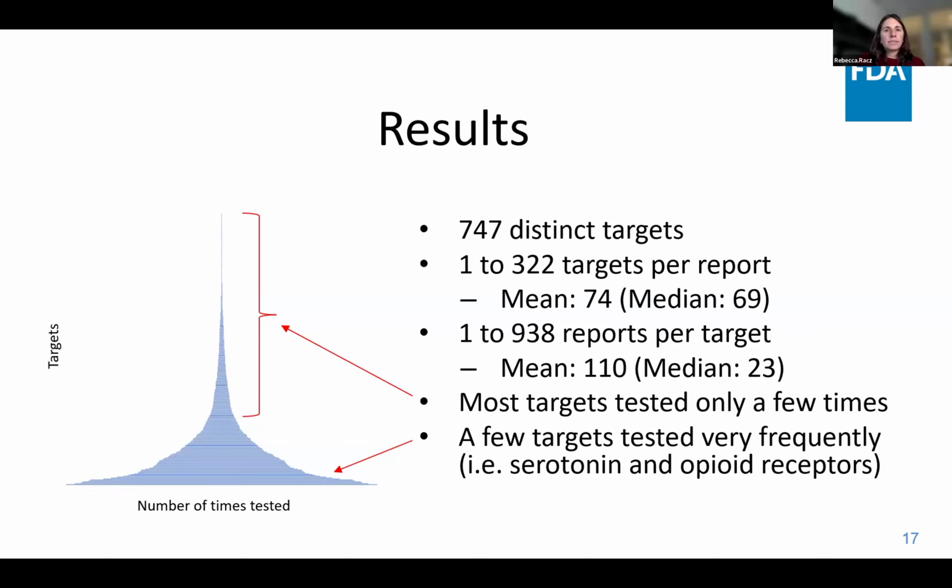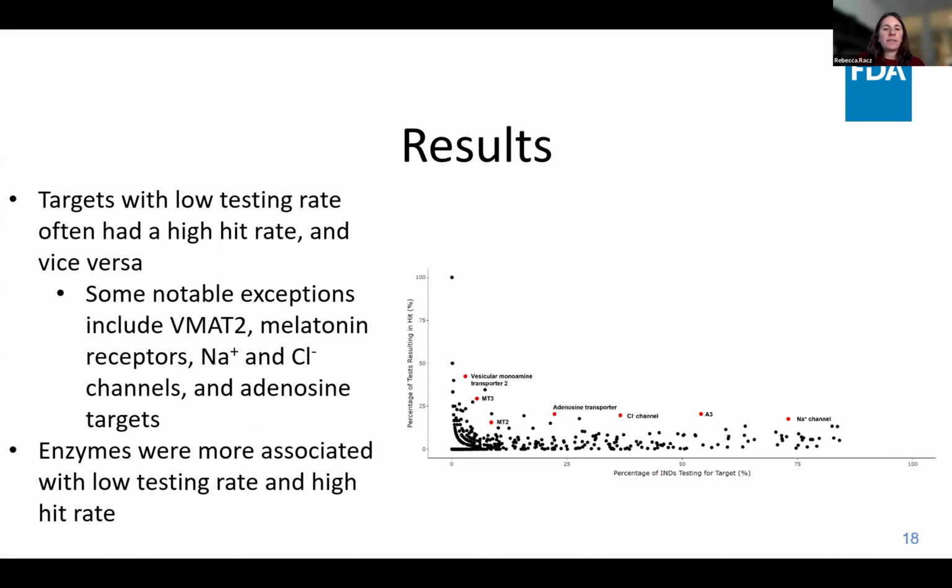And so again, those are targets that were probably specifically chosen by the sponsor for a particular reason. But since they are not required to submit the reason, we are not sure why they specifically chose those targets. However, you can see on this graph that the targets that were specifically chosen so that they weren't tested that many times, you can see over on the left-hand side of this graph, those often had a pretty high hit rate.